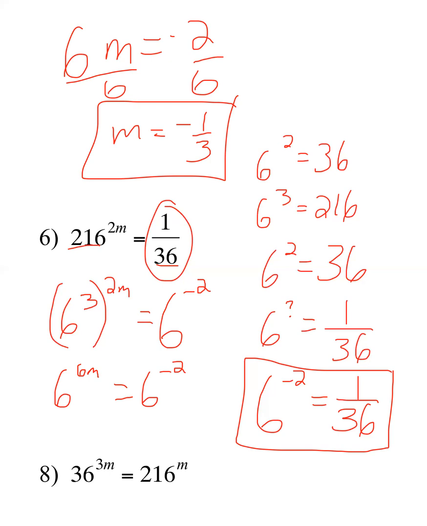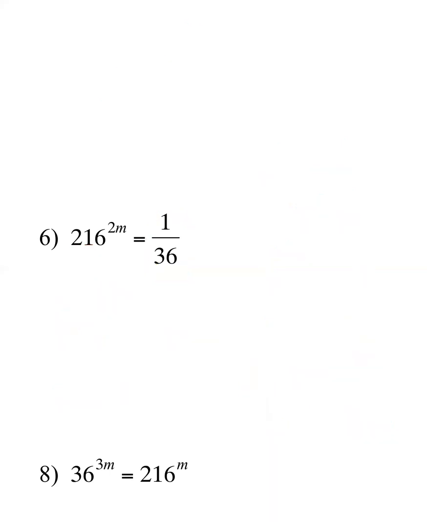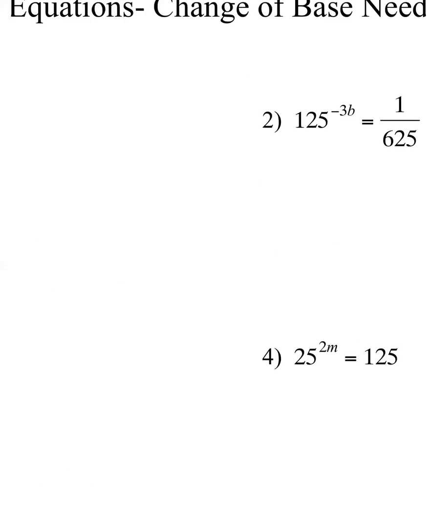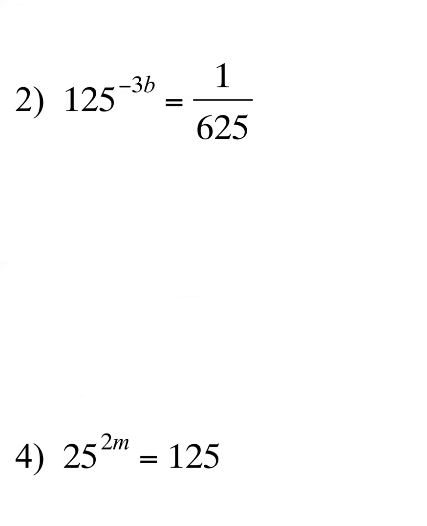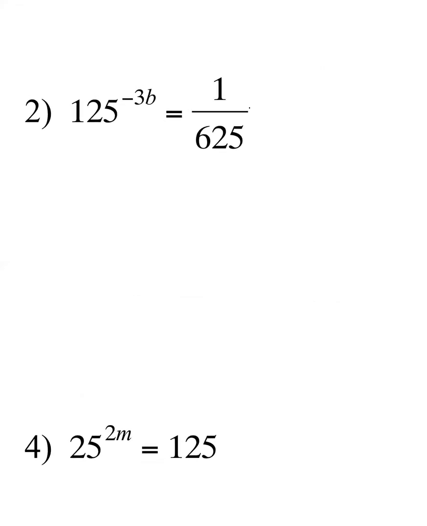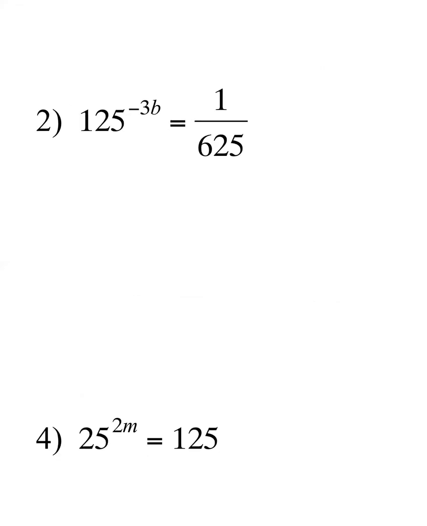Okay, so now let's rewind and let's try. I think we can do number 2 now. So 125 and 625. What number could I write as exponents to represent those? Maybe you're thinking about, I don't know, 5. 5 cubed gets me 125.